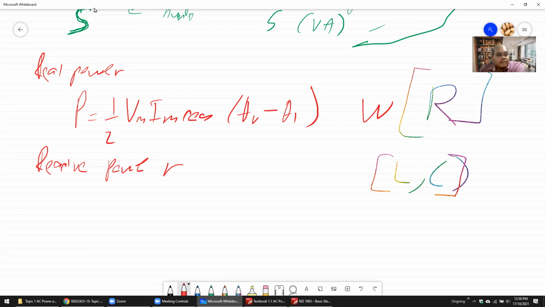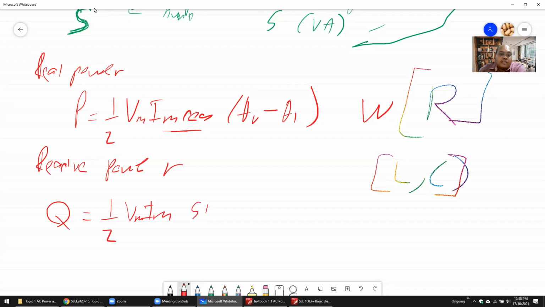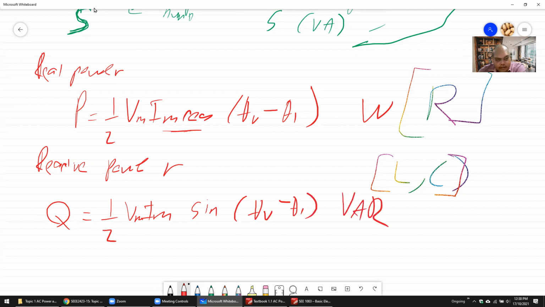So how do we calculate the reactive power? Almost the same formula, but the difference is Q equals 1/2 Vm Im, and instead of using cos, you use sine of (theta V minus theta I). And the unit is VAR. So that is the difference.